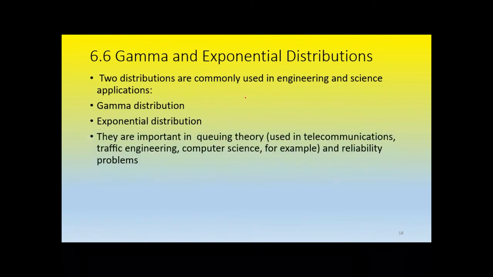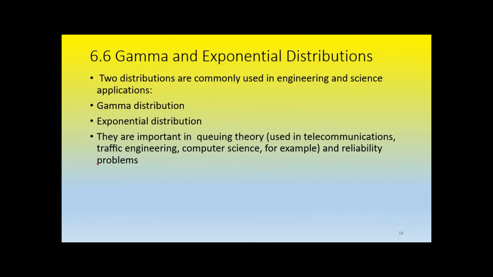Two distributions are commonly used in engineering and science applications. These two distributions, gamma and exponential, are continuous distributions. On some occasions in real life, the problem cannot be converted into normal or binomial, for example. There are different occasions which are continuously distributed. So in these cases, we use two important distributions called exponential and gamma distribution.